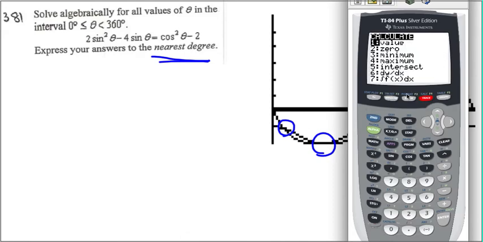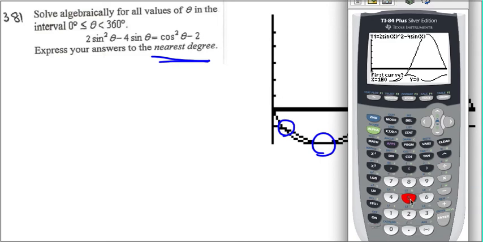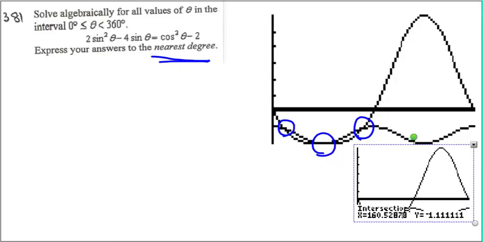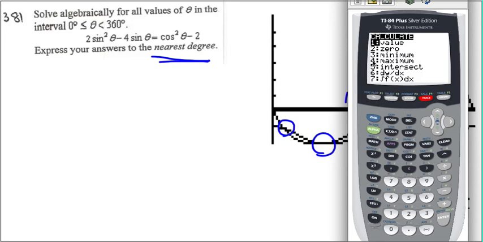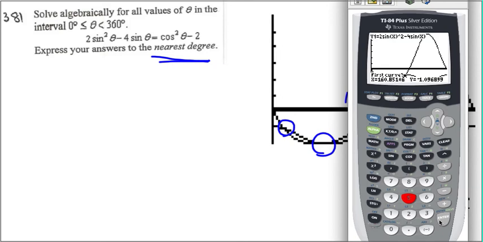First, let's try to calculate the intersect, which is the number 5. First curve, yes. That's the second curve, yes. Guess. That's right. The last value was 160.5. Nearest degree, so 161. How about the middle one? Same question. Intersect number 5. And then I want you to guess around here.